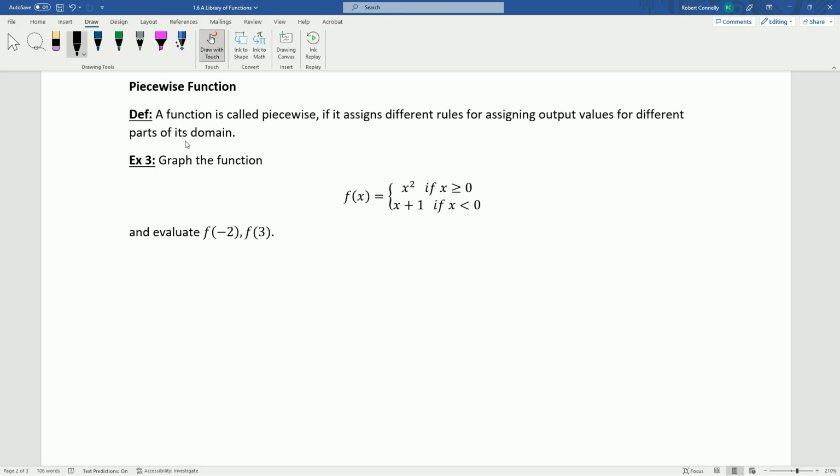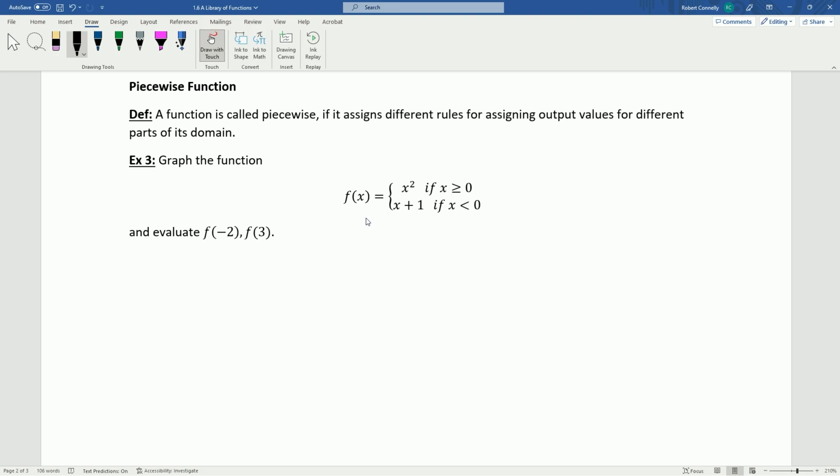So this example, so first of all, what is the definition of a piecewise function? A function is called piecewise if it assigns different rules for output values for different parts of its domain. So for this example, graph the function f of x equals x squared if x is greater than or equal to 0, and x plus 1 if x is less than 0.